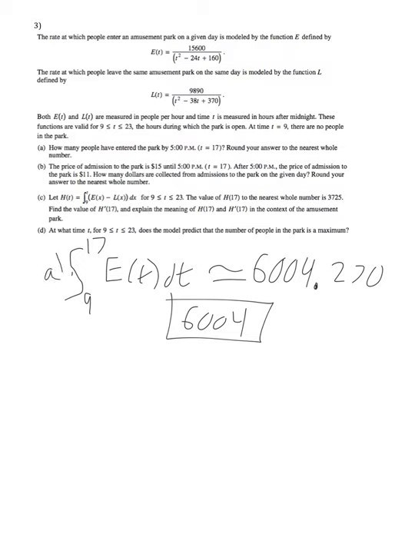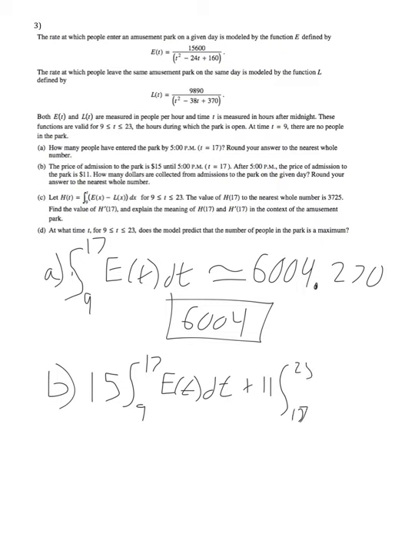For part A, we already have that. Now for part B, I need 15 times my previous answer. I'm going to do that unrounded, so I'm just going to keep it as 15 times the integral from 9 to 17 of e of t dt, plus 11 times the integral from 17 to 23 of e of t dt.